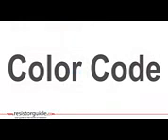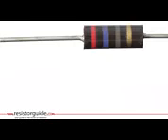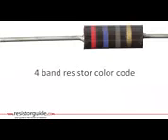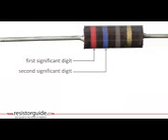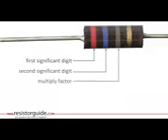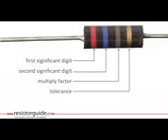Most axial leaded resistors have a marking with colored bands to indicate the resistance value and tolerance. This resistor is a carbon composition resistor with 4 color bands. The first band gives the first digit of the resistance value. The second band gives the second digit. The third band indicates a multiplication factor, and the fourth band gives away the tolerance of the resistor.